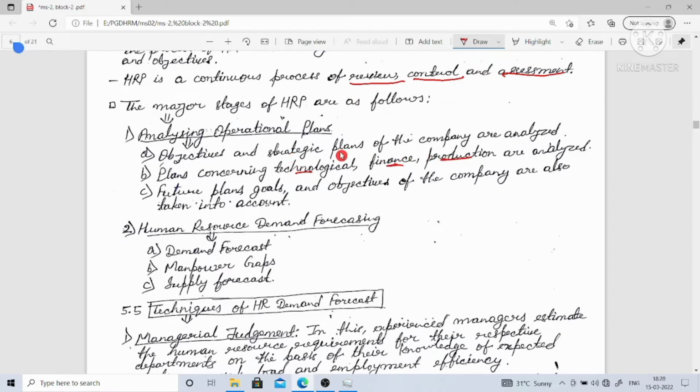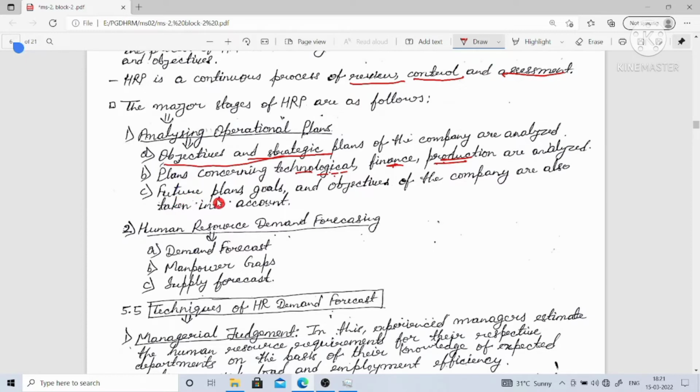First it is about the objectives and strategic plans, meaning long-term plans, that are analyzed. Then technological: whether the technology is available for that particular objective or strategy or not; finance, whether it is available or not; or whether the production of that amount of products is possible or not. So these things are analyzed.